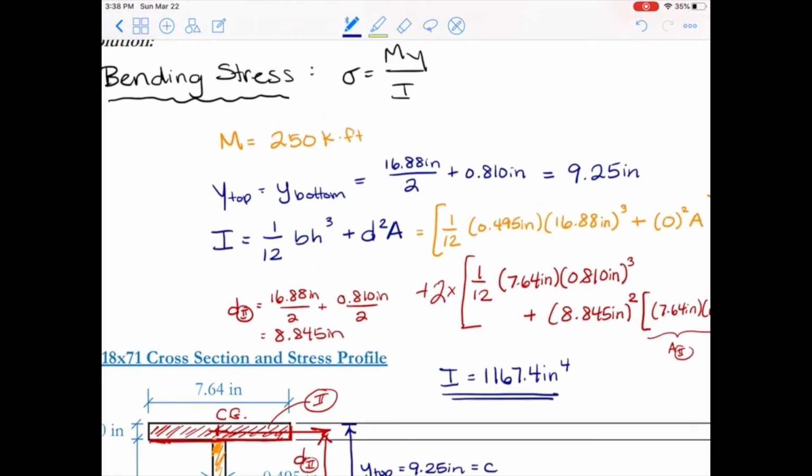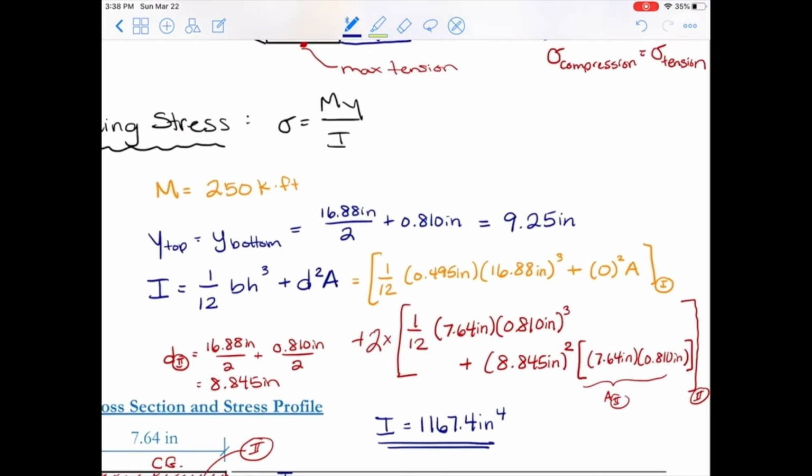All right, it seems like I have my moment, I have y and I have I, so I'm all set to complete this first example on bending stress. You can see that I is in inches to the fourth and y is in inches, and so because of that, I might want to put my moment in inches. So I'm just going to convert 250 kip feet into kip inches. That's 250 kip feet times 12 inches per foot, which gives us 3,000 kip inches. I'll put that on the top side of the equation, 3,000 kip inches times y, which is 9.25 inches.